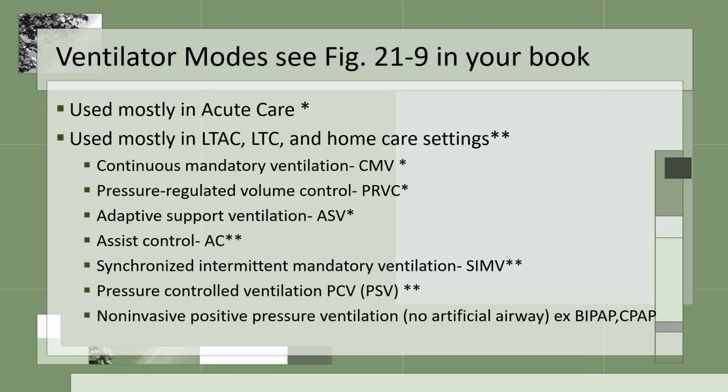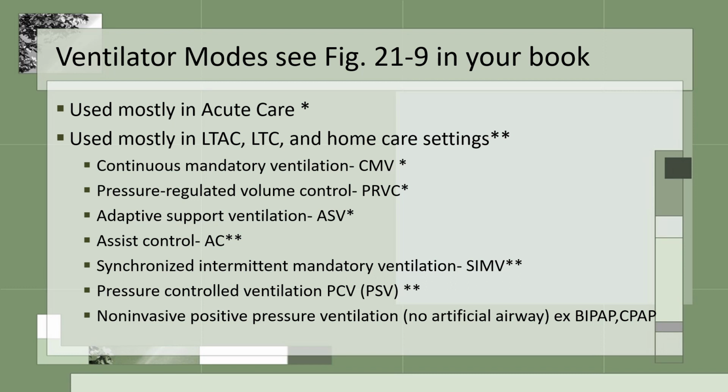So these are some of the different ventilator modes. The first one being continuous mandatory ventilation. This is when the ventilator controls all breaths. There's no spontaneous breaths by the patient. It has a preset volume, which is also called tidal volume. The goal is complete rest, and the patient will be sedated.